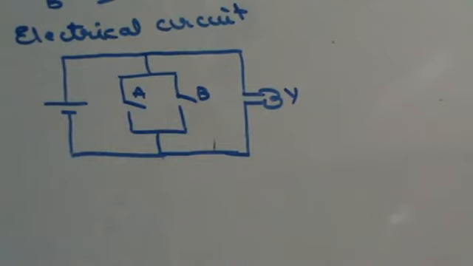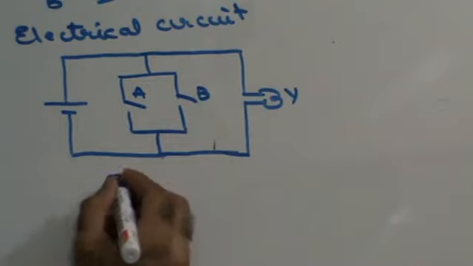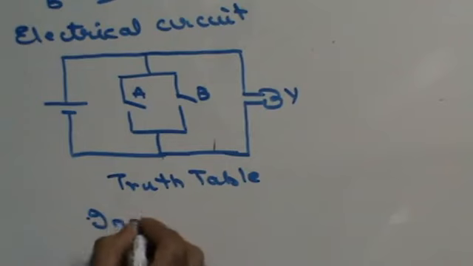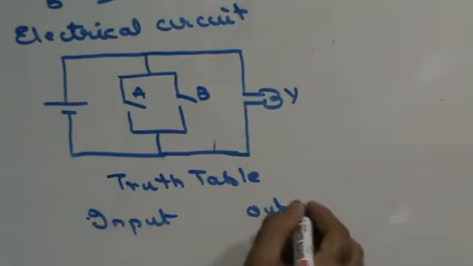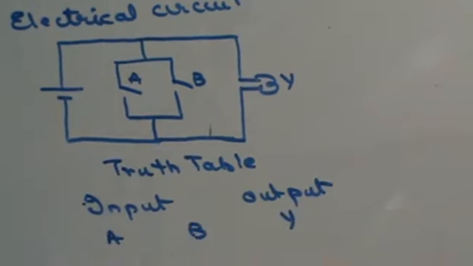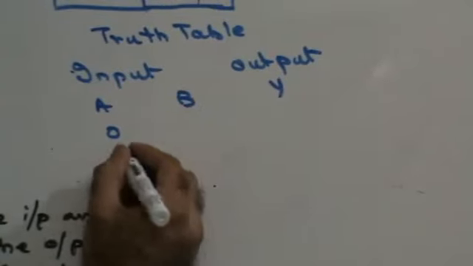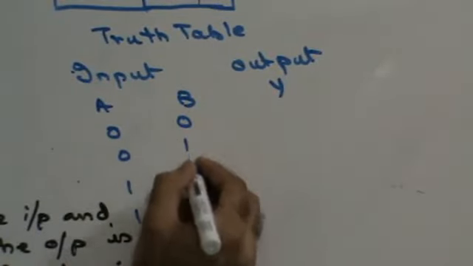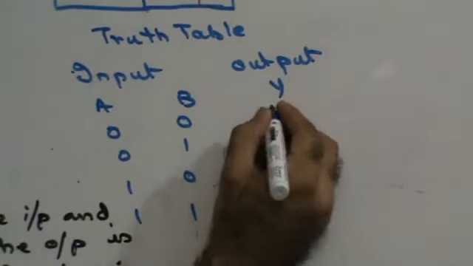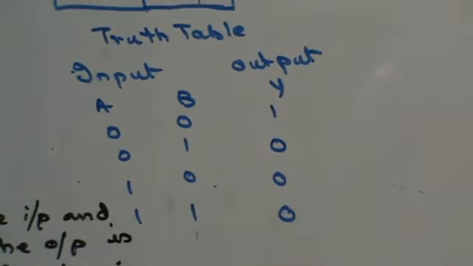Fine. Next, input output truth table. Input is A and B, output is Y. Input is 0 0 1 1 0 1 0 1, right? Your output will be inverted OR gate, so 1 0 0 0, right? So that means if both the inputs are low, then the output will be high, otherwise the output will be low. Fine, do we get this thing clear?